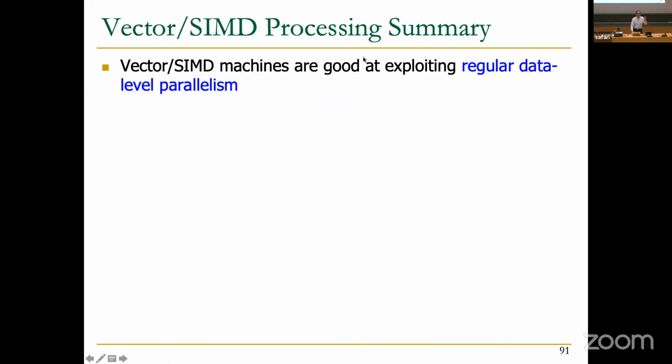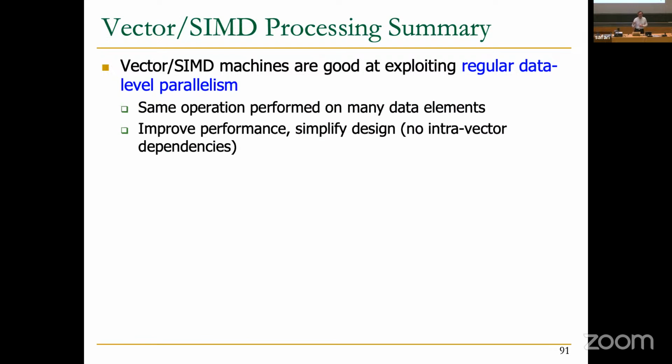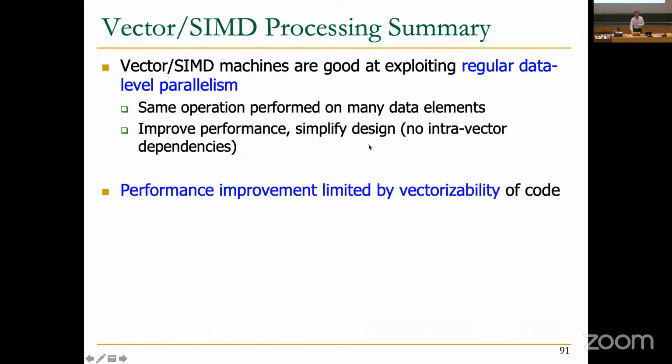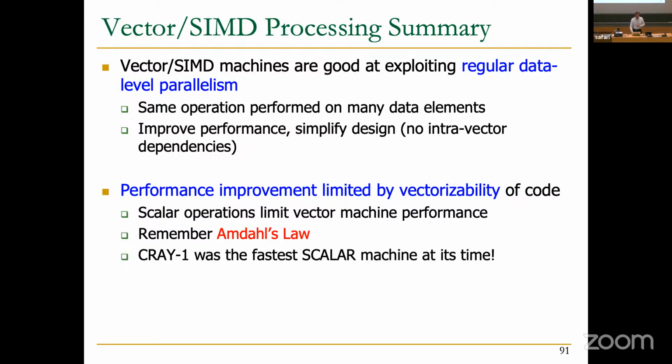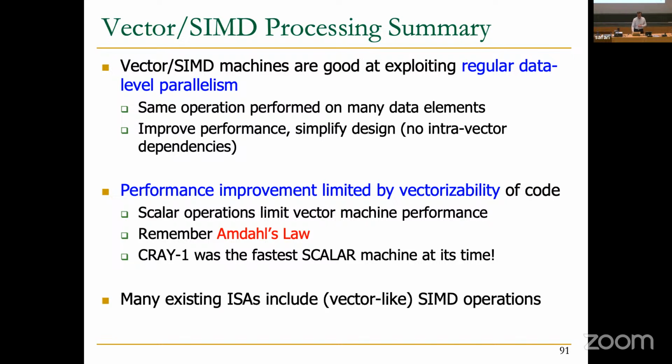So let me summarize. Basically, vector and SIMD machines are really good at exploiting regular data parallelism. You perform the same operation on many data elements. This improves performance, simplifies design, improves energy efficiency, but performance improvement is limited by vectorizability of code, and scalar operations limit vector machine performance. And always remember Amdahl's law, 99.9%. And Cray-1 was the fastest scalar machine of its time. Scalar was written in capitals for a reason.